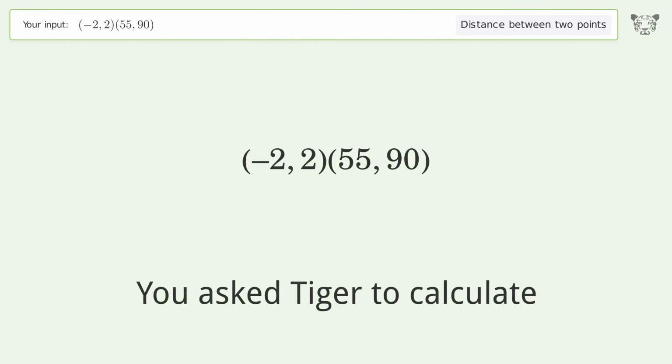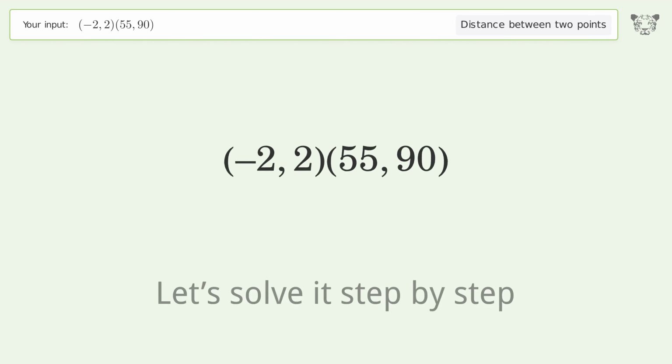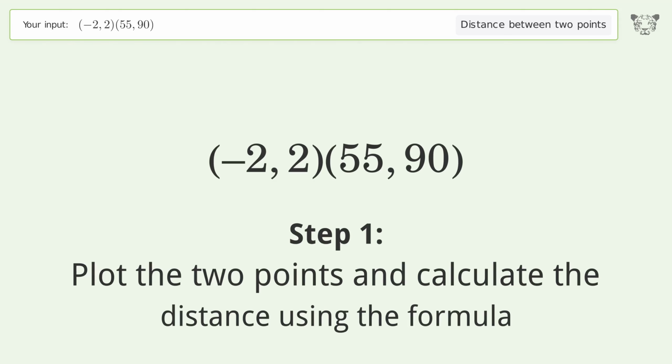You ask Tiger to calculate. This deals with the distance between 2 points. The distance between the 2 points is the square root of 10,993, or 104.848. Let's solve it step by step. Plot the 2 points and calculate the distance using the formula.